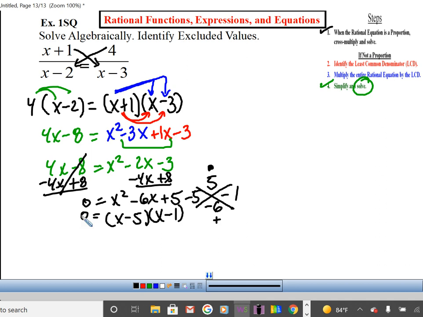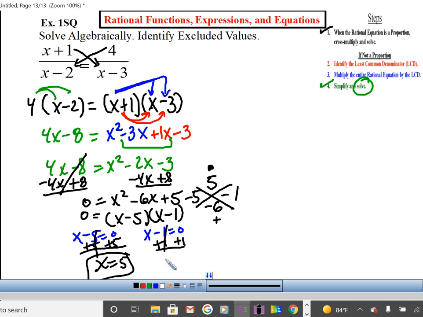Is it coming back? Yes? So now that we have these two equal to 0, we set it equal to 0, so I'm going to write x minus 5 equal to 0, and x minus 1 equal to 0. Let's solve. Plus 5 plus 5, x equals 5, plus 1 plus 1, x equals 1. These are my solutions. X-intercepts, roots, zeros. Yes? All right. Pretty straightforward.